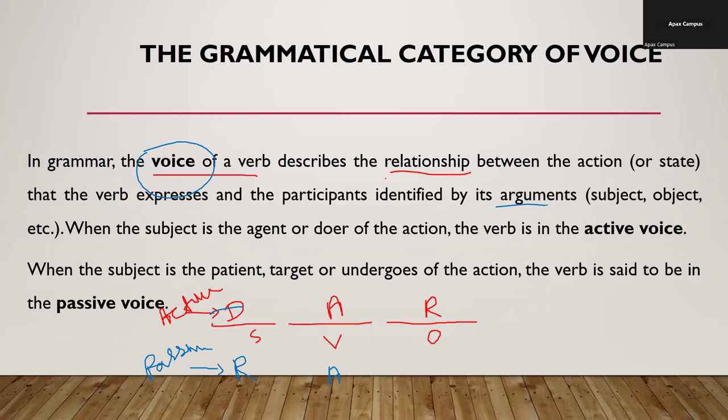You definitely know about the different sentence constructions according to the tense, passive sentence construction. There are 8 different passive structures. Although 12 active constructions are there, when you talk about passive, there are only 8. So you need to have a clear understanding of that grammar part when you are talking about the grammatical category of voice.